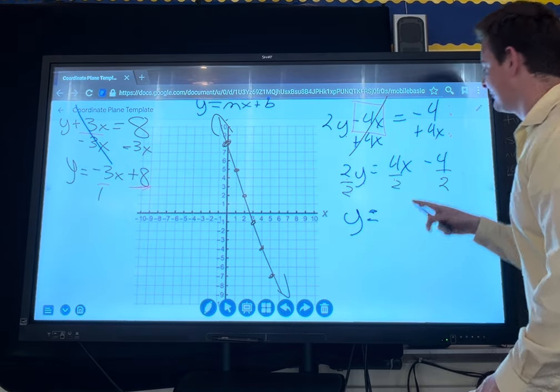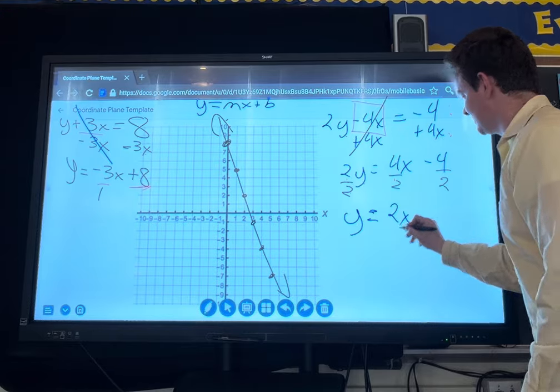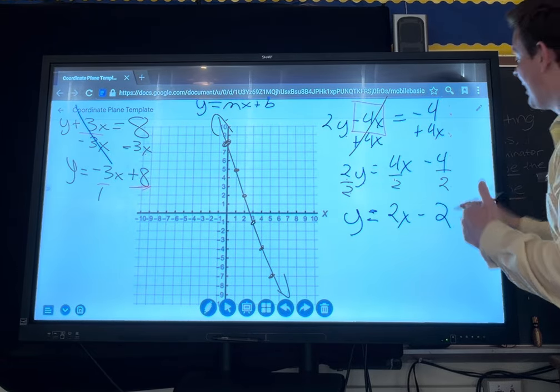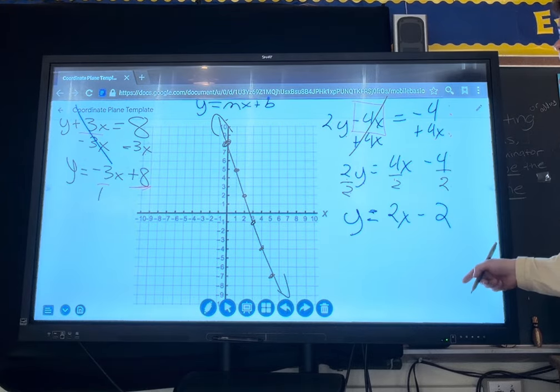4x divided by 2 is 2x. Negative 4 divided by 2 is negative 2. Now I have my y by itself. I can fully graph this.